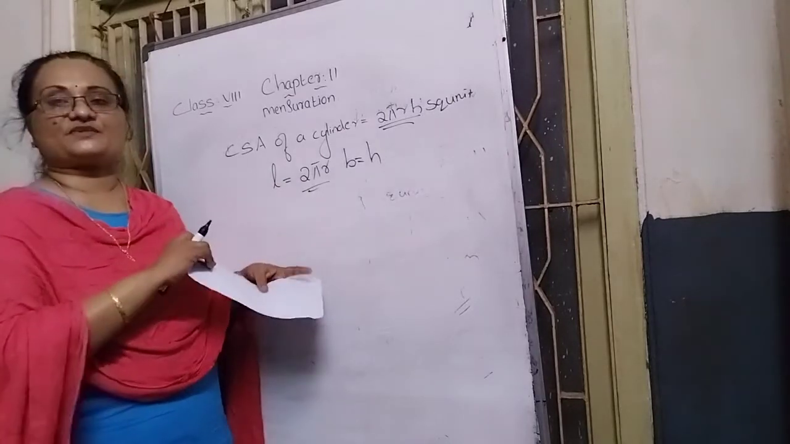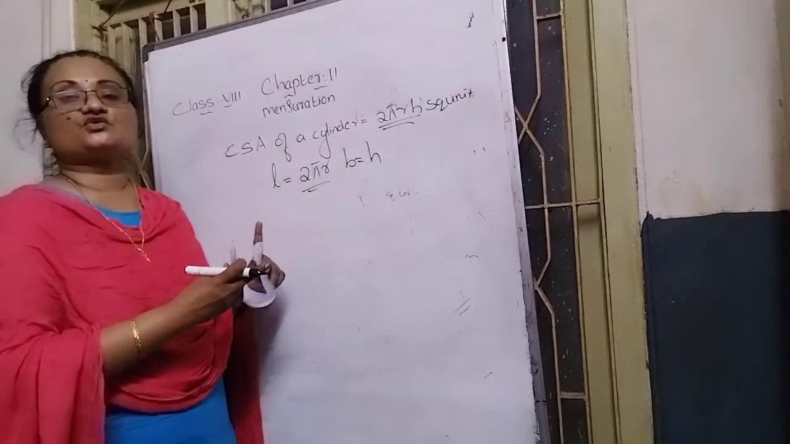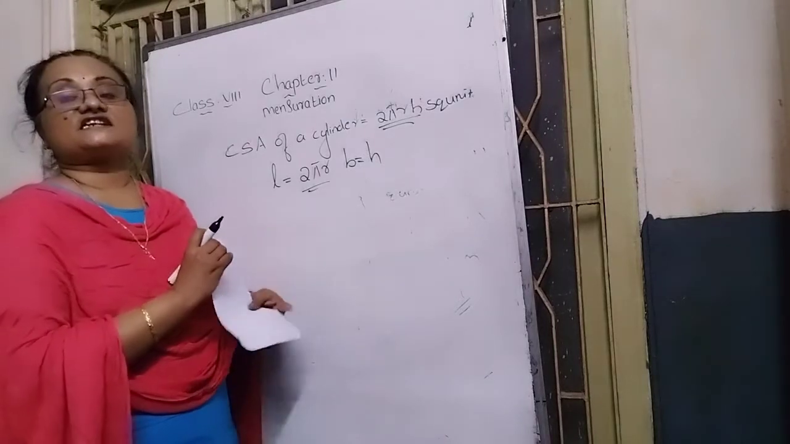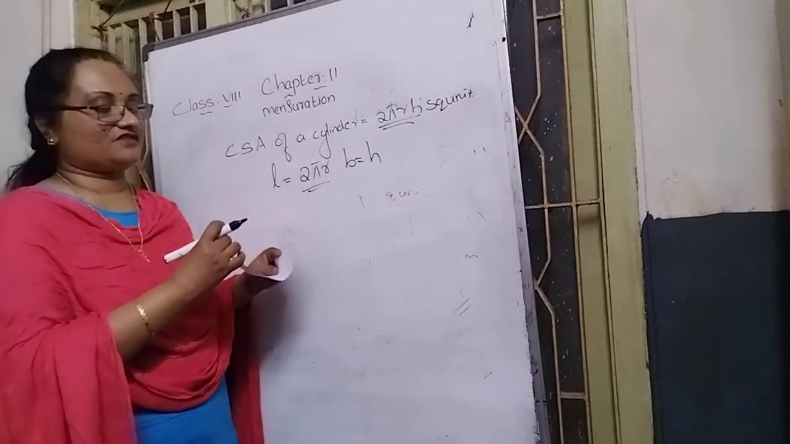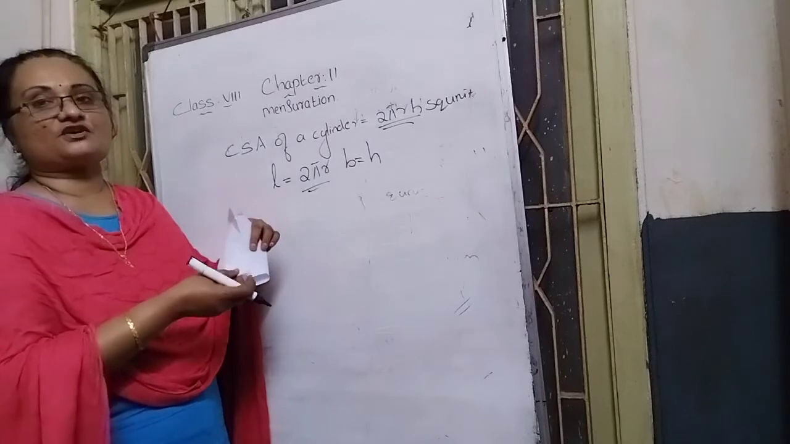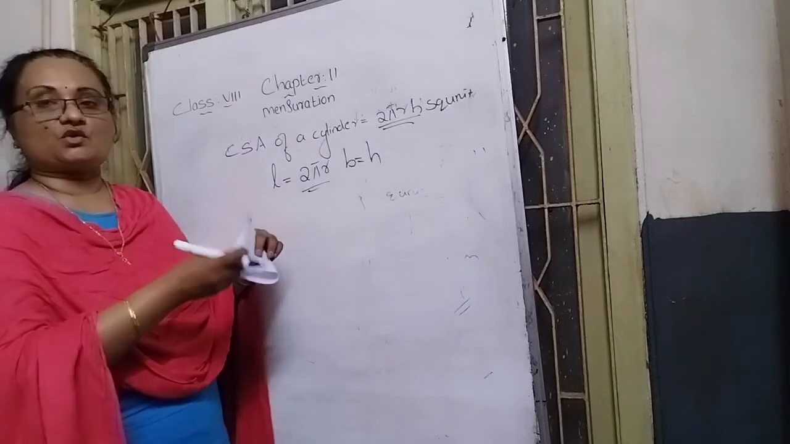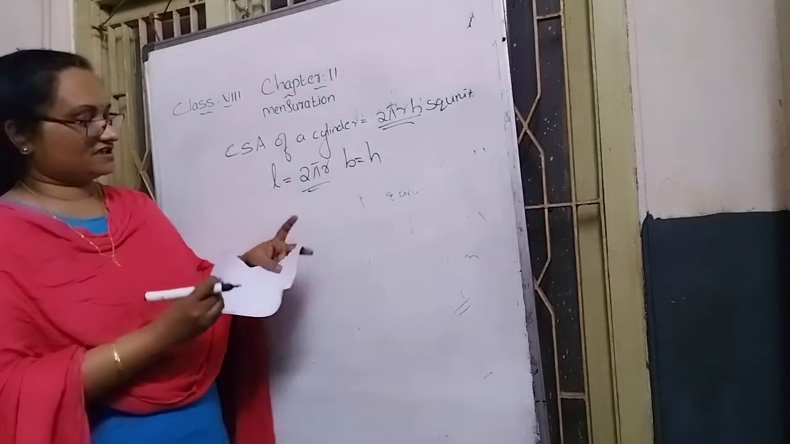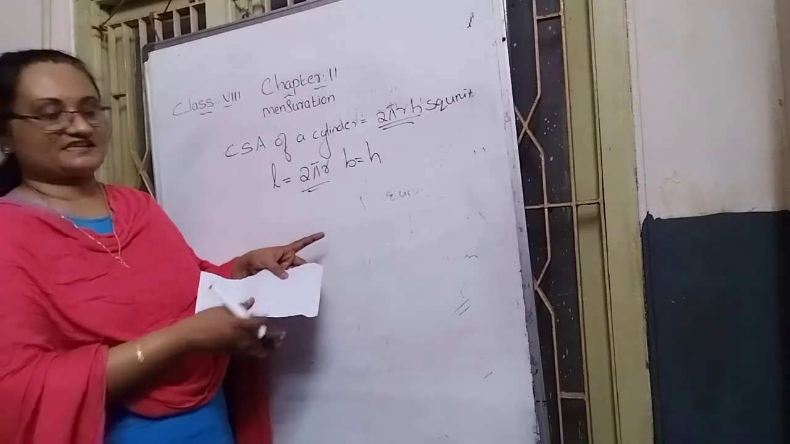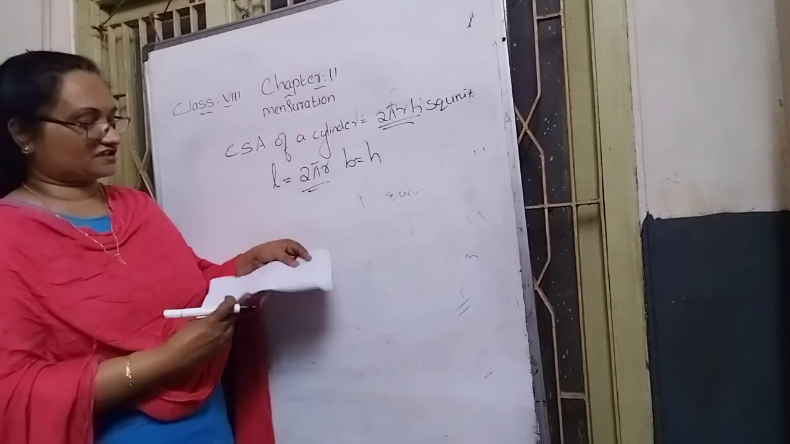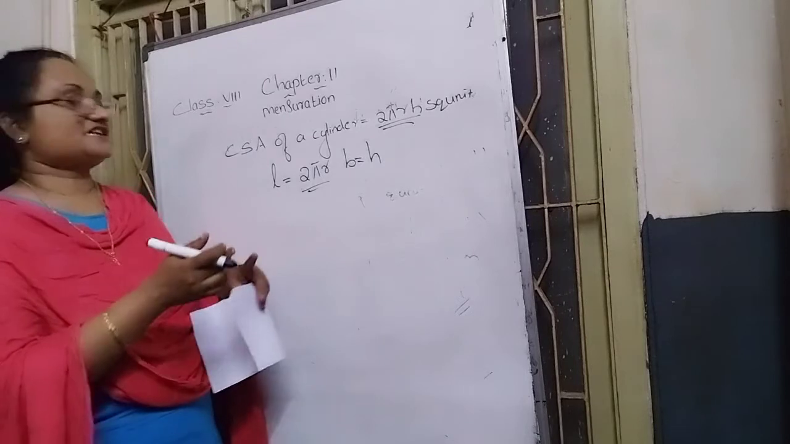Understood? The length is equal to the circumference of a circle. Why? Because when this length part is rolled, we get a circle. See, the length part has opposite sides as length, and these two opposite sides are breadth. When rolling, the bottom part becomes a circle shape.